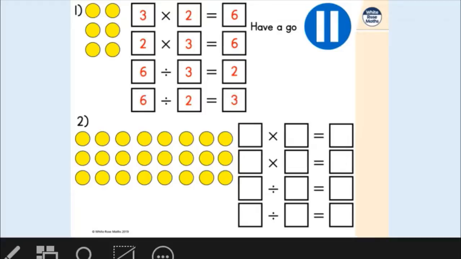Number 2 is just the same idea, a bit more counting because it's a larger array, but just the same idea. So we have got 3 rows again, but it's 8 counters in each row this time, so 24. We've got 8 columns of 3, 8 times 3 is 24. Let's do the rows first for division. The rows divide into 3, don't they? We've got 3 rows, so 24 divided by 3 is equal to 8. And then we've got the columns, 24 divided by 8 is equal to 3. And we often call those fact families, okay? So knowing that 3 times 2 is equal to 6, we know all the rest of those facts.